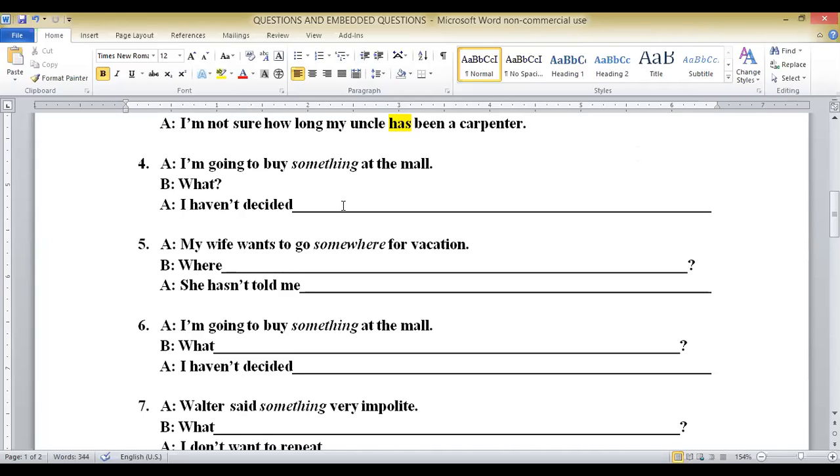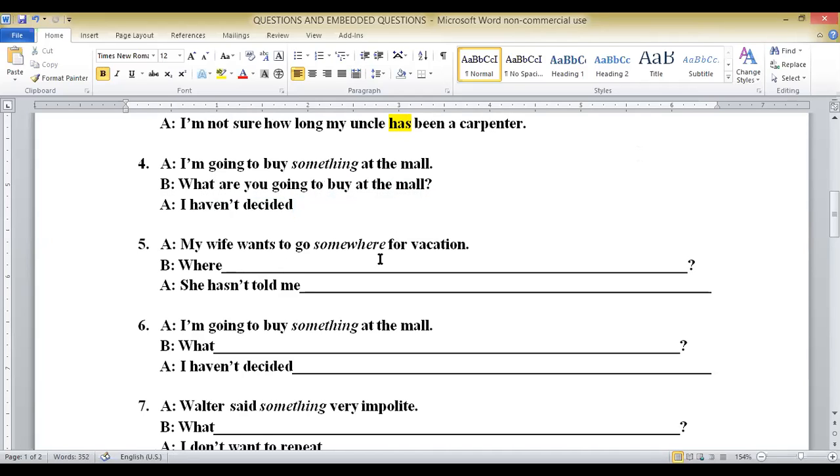I'm going to buy something at the mall. It's a future question, right? So what's the question going to be? What are you going to buy at the mall? Mr. Webb, can we say, what will you buy? Of course. No problem. Any kind of future question would be fine.